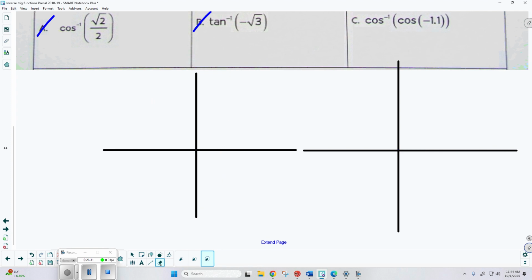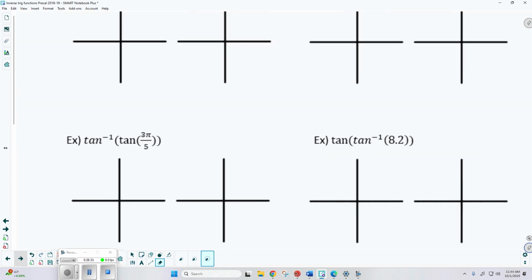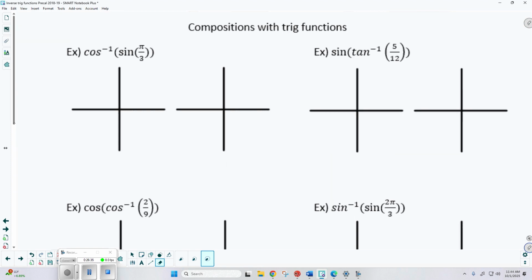Well, let's try some more. Now, this one right here, cosine inverse of sine of pi over 3, we actually worked that at the beginning of class today as our first review problem. I didn't realize I accidentally copied it until I got the copies back. Silly me. So we can forget that one. Let's go to sine of tangent inverse of 5/12. Okay. Sine of tangent inverse of 5/12.